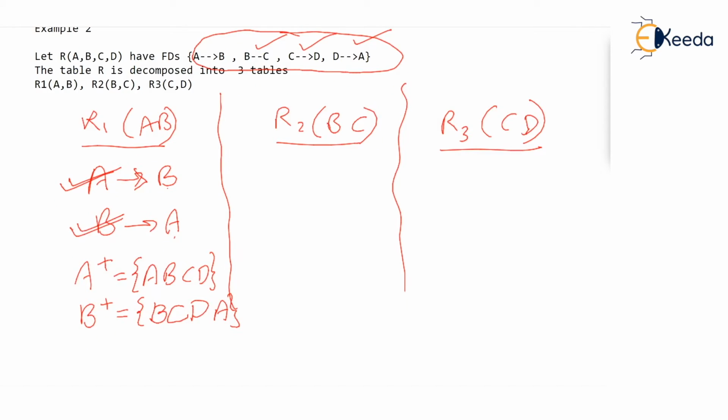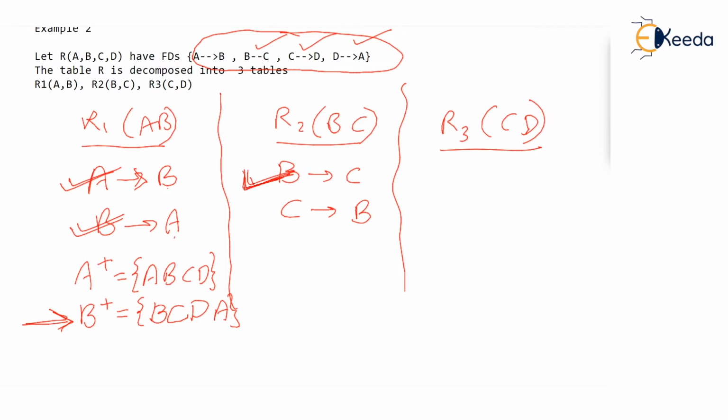Now let's see the other table R2. There are only two attributes B and C. So the only non-trivial dependencies are B determines C and C determines B. How do you check whether B determines C is valid? Simply compute B plus using our original table, and B plus contains C. So this dependency, which I am again ticking, is satisfied by R2.